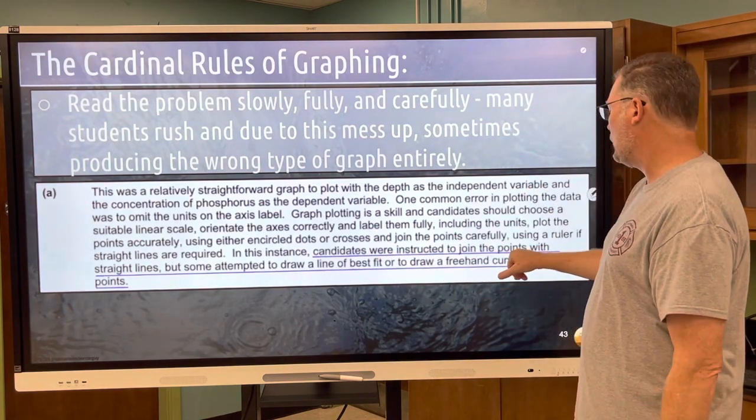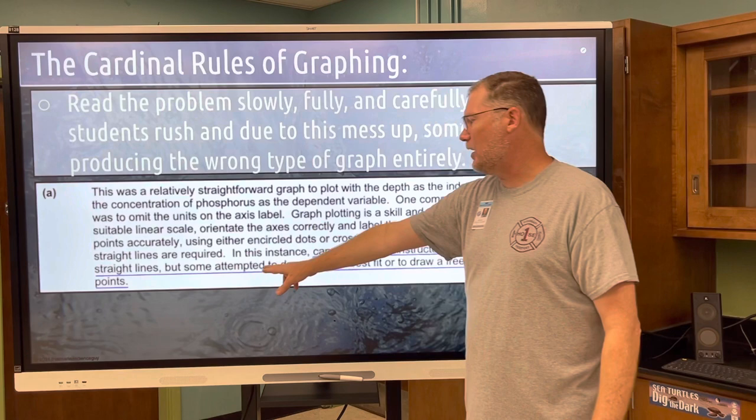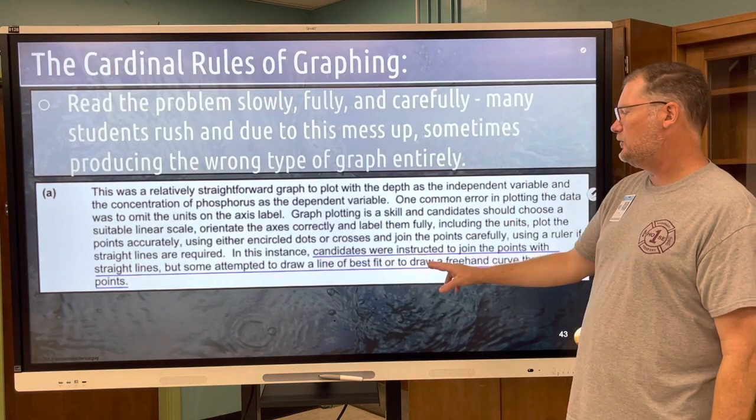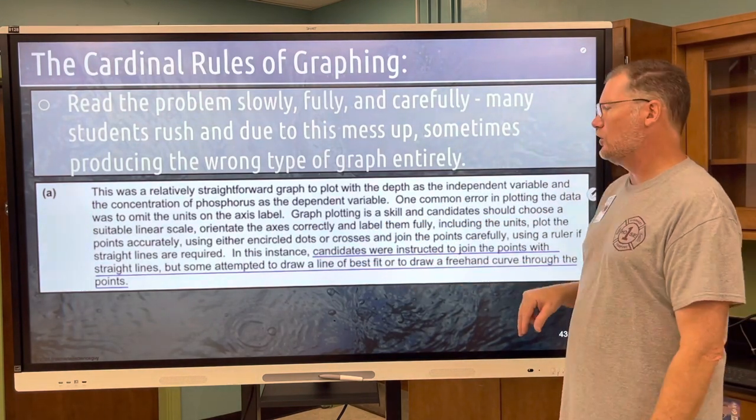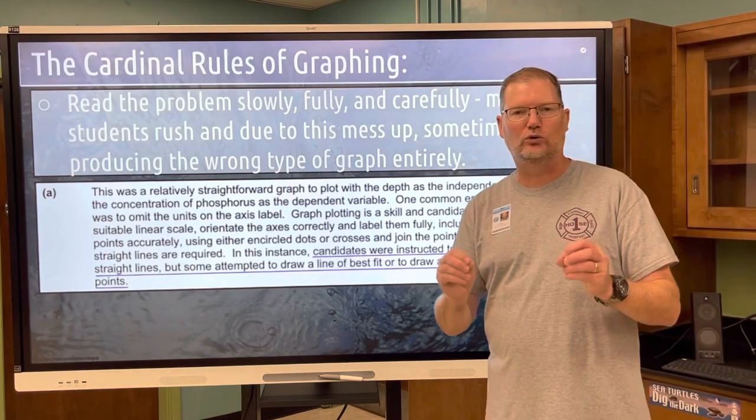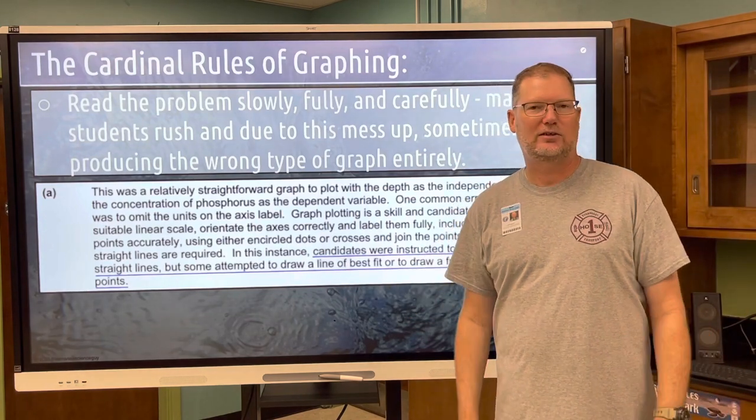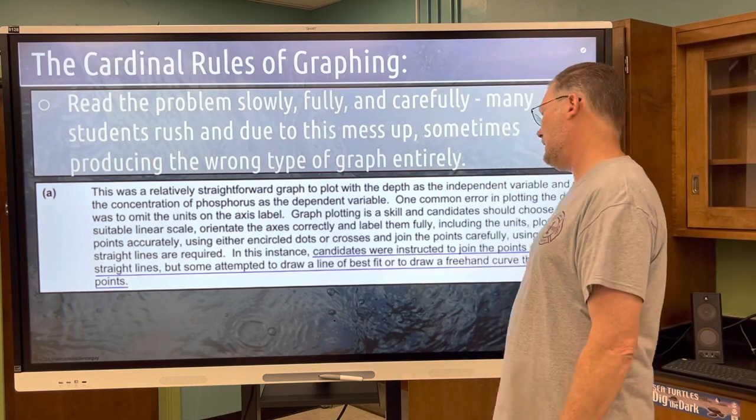Candidates were instructed to join the points with straight lines, but some attempted to draw a line of best fit or to draw a freehand curve through the points. Even though they were told what to do, they did something else. Don't be that student, okay?